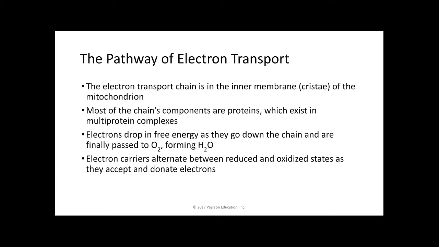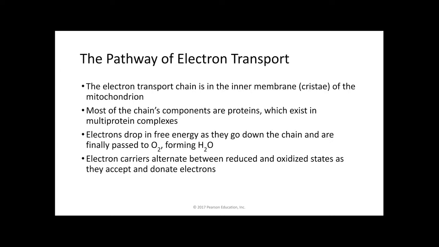So when we talk about the electron transport chain, this is still occurring inside of the mitochondria. Specifically, it's occurring in the cristae of the mitochondria. In prokaryotes, because they don't have mitochondria, it will happen in their plasma membrane. Cristae are just a part of the inner membrane of the mitochondria, which helps to increase the surface area so that you can have a ton of electron transport chains occurring simultaneously in order to speed up the process of making ATP.